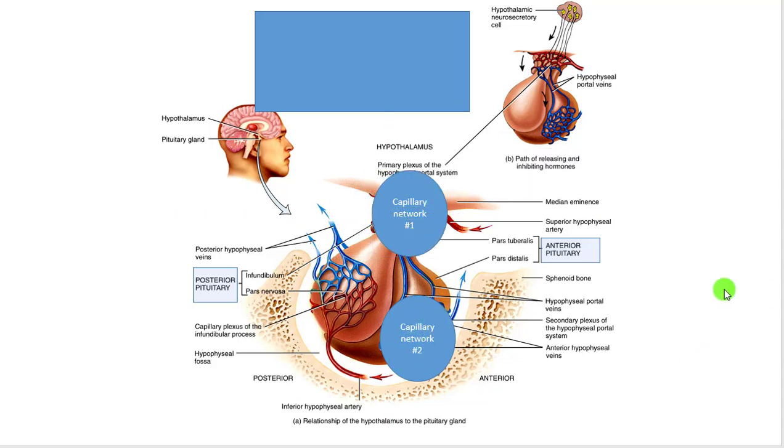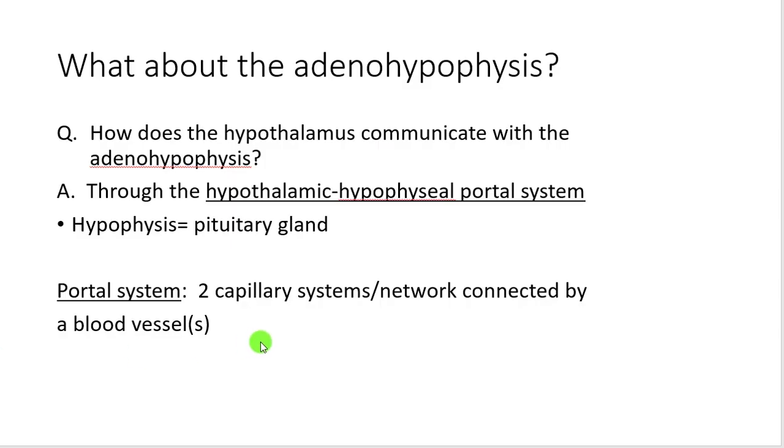So where is capillary network number 1? It's in the hypothalamus. Where is capillary network number 2? It is in the anterior pituitary gland. And what are the blood vessels that connect them? They're called the hypophyseal portal veins. They're called the portal veins. So remember the definition again. The definition was: a portal system is 2 capillary systems connected by a blood vessel.